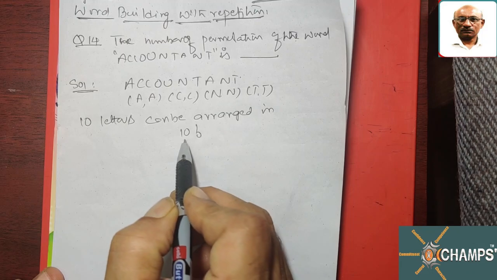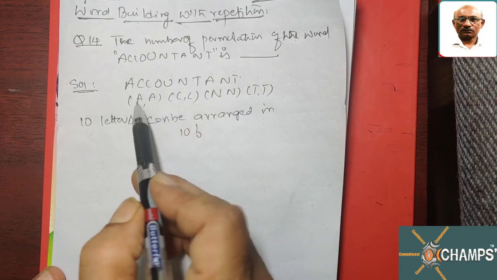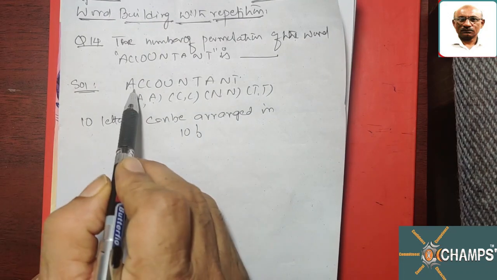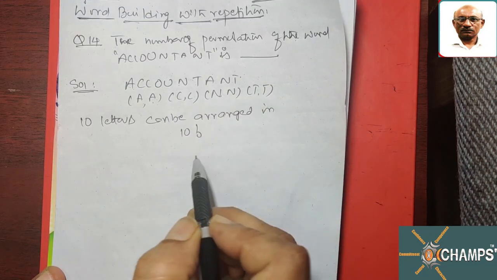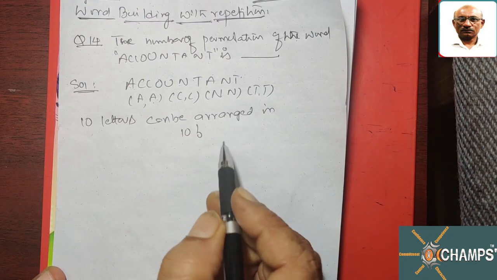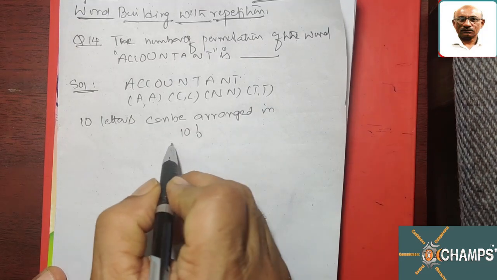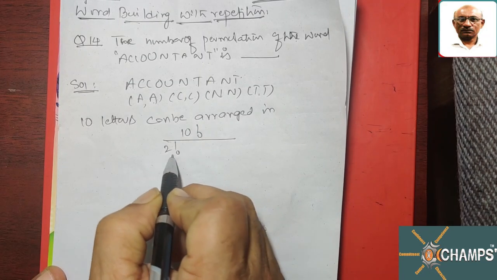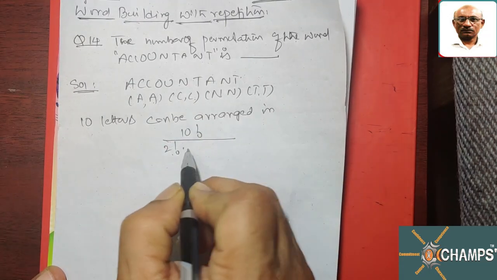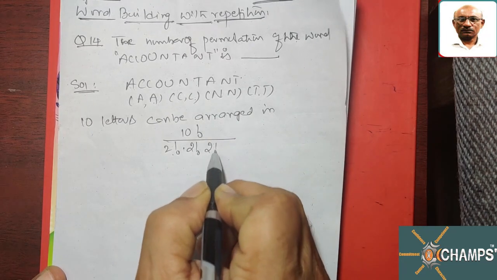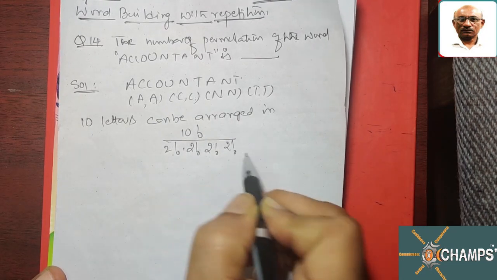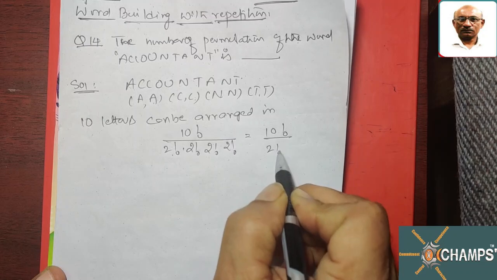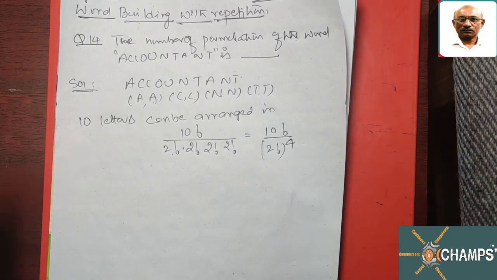But it includes those arrangements starting with A, which is repeated twice. Now, sir, at the first place, which A I am keeping doesn't make any difference. So some words are repeated. To avoid the double counting, what will I do? A is repeated 2 times, so I'll take 2 factorial in the denominator. C is repeated 2 times, so 2 factorial. N is repeated 2 times, so 2 factorial. Again, T is repeated 2 times, so 2 factorial. So 10 factorial divided by 2 factorial whole to the power of 4.